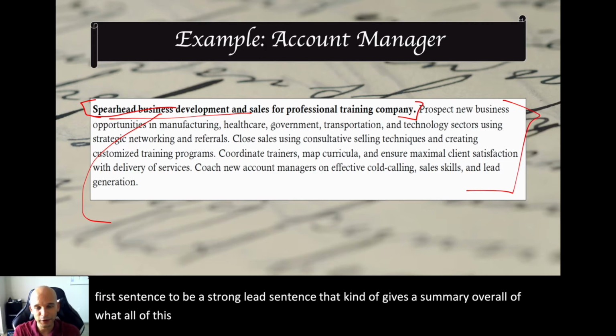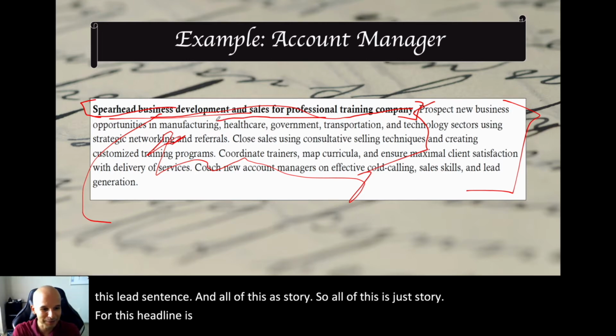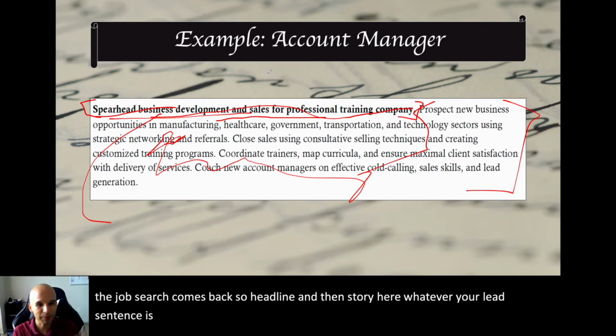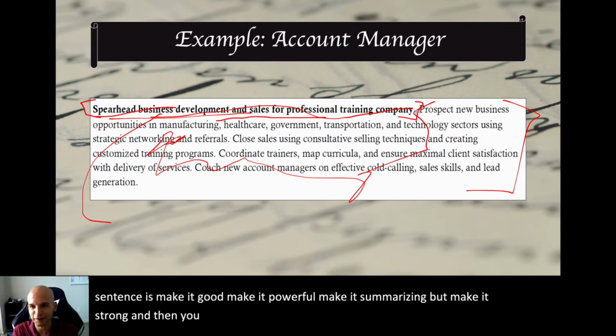Another way to think of this is like the headline, this lead sentence, and all of this as story. All of this is just story for this headline. Does that make sense? So headline plus story, the golden ratio of the job search, comes back. Headline and then story here. Whatever your lead sentence is, make it good, make it powerful, make it summarizing, but make it strong. And then you can unpack the lead sentence with all of these statements.